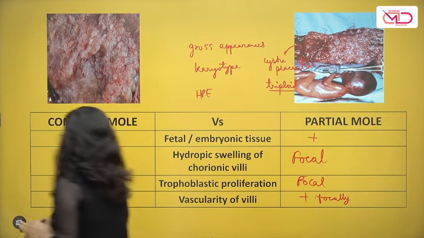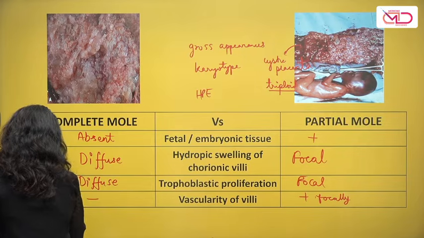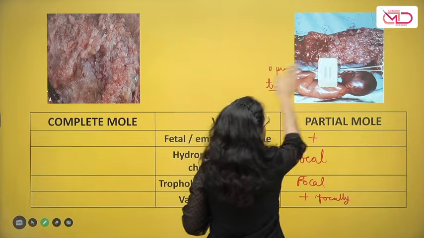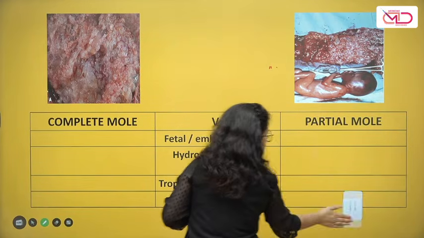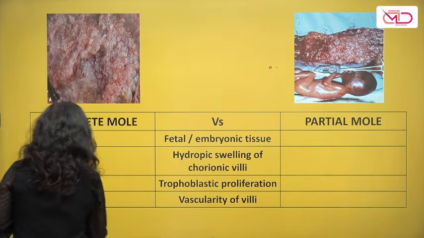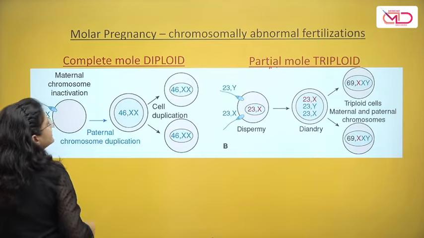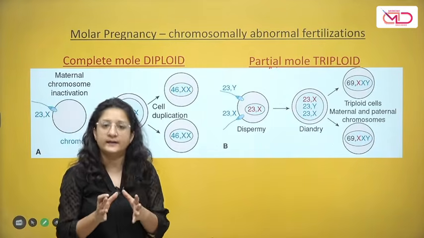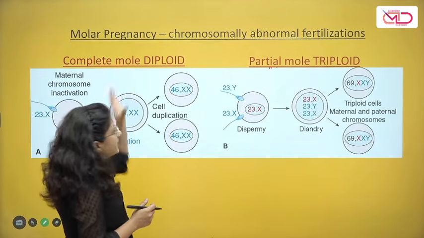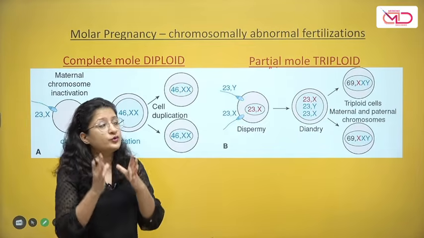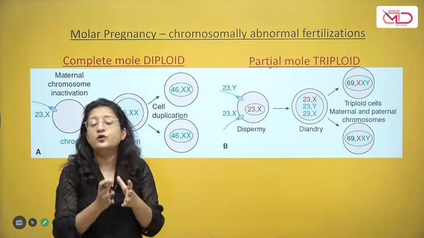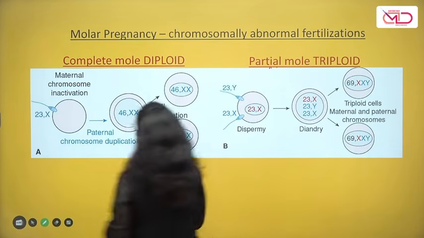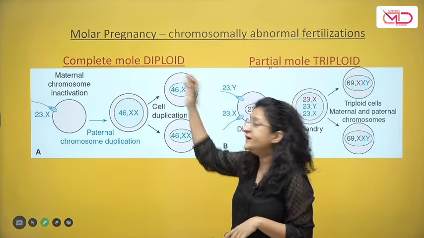Now, let's have a look at the karyotype also of the two kinds of molar pregnancies. And for that, we'll first have to see how molar pregnancies occur. Now, molar pregnancies, to begin with, I also told you, are because of chromosomally abnormal fertilizations, right? Now, what does that mean? So, look at the figure on the left here. I'm showing you how a complete mole develops.